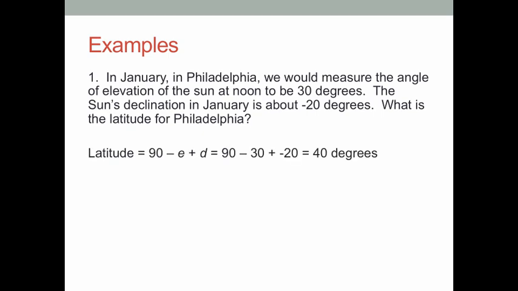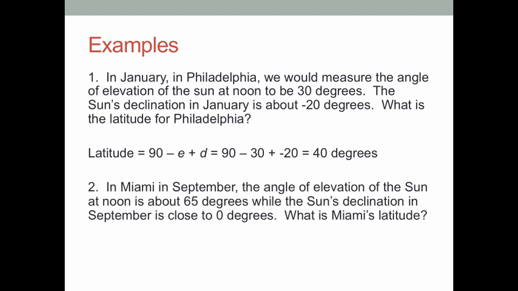Well, I'm in the northern hemisphere, so I have the plus d. 90 minus the angle of elevation plus the declination. That's 90 minus the 30 degree angle of elevation plus that negative 20 degree declination. 90 minus 30 plus negative 20 all comes out to 40 degrees. So we say that's 40 degrees latitude, or 40 degrees north latitude.